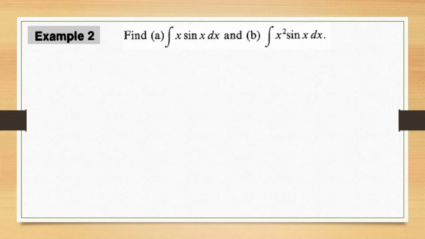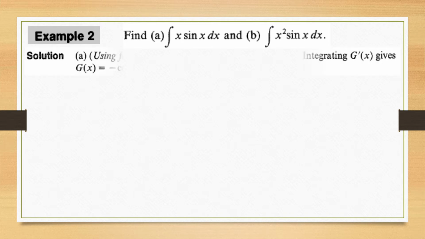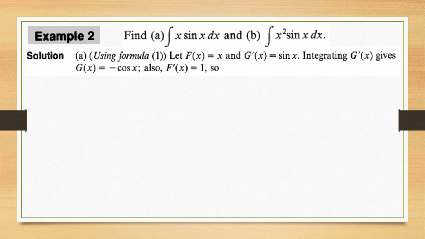Let's see an example. This example consists of two parts. You will try to solve it. Let's see its solution. We are well aware of formula 1, which is the formula for integration by parts. We have to select two functions f(x) and g dash x. Here two functions are given. We have to nominate one as f of x, the second as g dash of x.